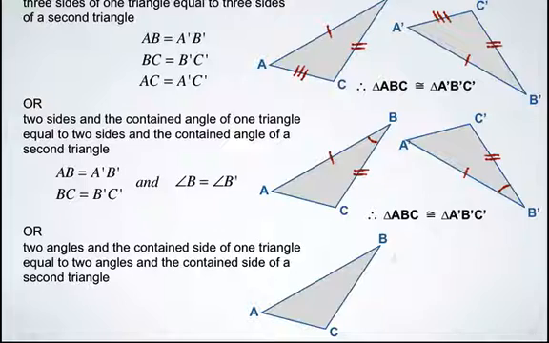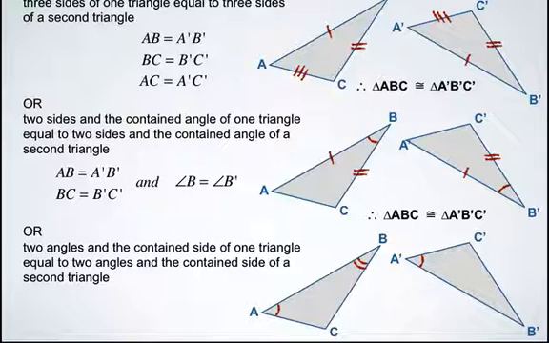Here's our illustration. And it shows that we have two angles being the same. There we go. And the side contained inside those two angles for each of those triangles is also equal.